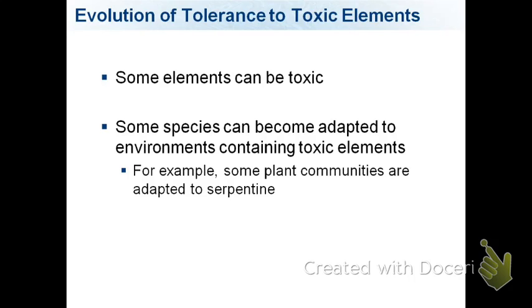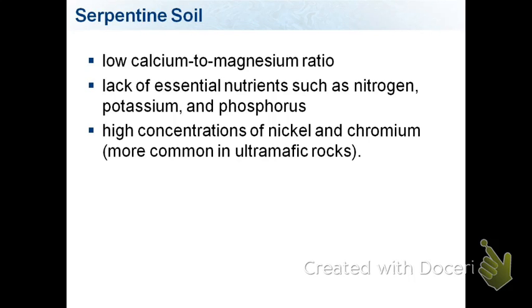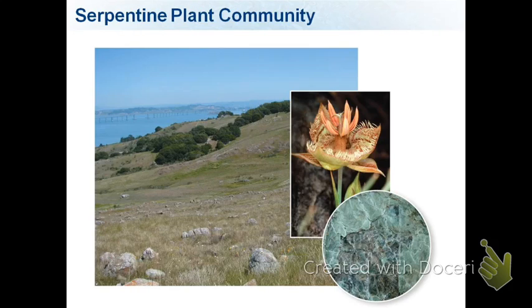If anybody's ever been to parts of California that have serpentine soil, you will see plant communities that have adapted to that soil. The soil is really not very good for most plants to survive in. It has a really low calcium to magnesium ratio, and it can have some high concentrations of nickel and chromium. But some plants are able to survive. Normally they'd be outcompeted by other plants, but here they're able to survive.